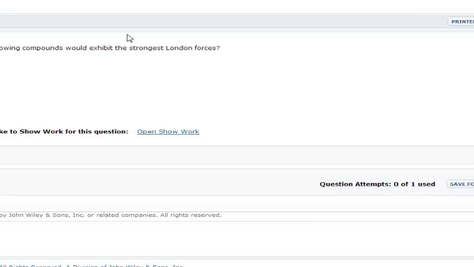Now in problem number 21, we are asked which one of the following compounds would exhibit the strongest London forces. Now I want you to remember about London dispersion forces. These are just the ability of the electrons in an atom or molecule to be polarized. And what we learned is that as mass increases in a nonpolar molecule, really what's happening is the number of electrons are increasing. And so the molecule with the highest mass has the most electrons. Therefore, it's the most polarizable. And in this case, that's going to be the one that has the most carbons.